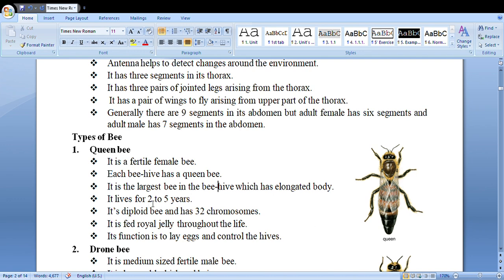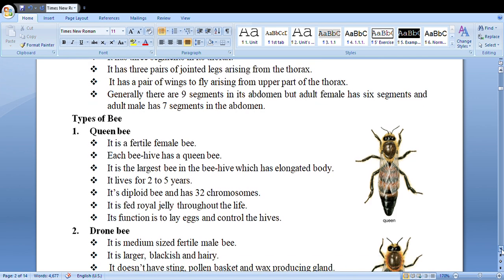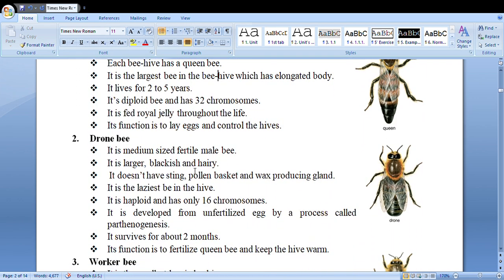It lives for about 2 to 5 years, minimum 2 years and maximum 5 years. It is a diploid bee and has 32 chromosomes. Diploid means 2n, double the number of chromosomes, and haploid contains 16. So diploid means double of 16, that is 32 chromosomes.